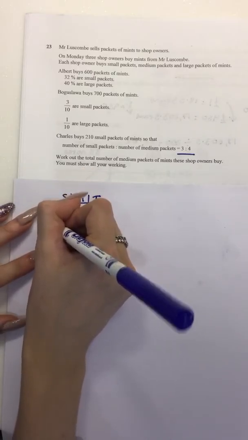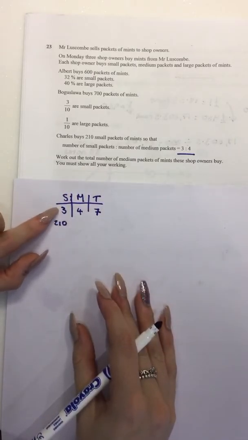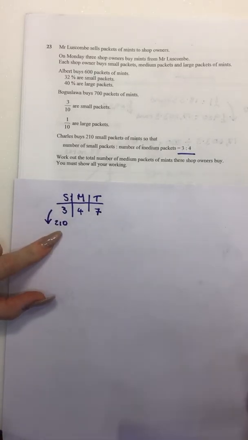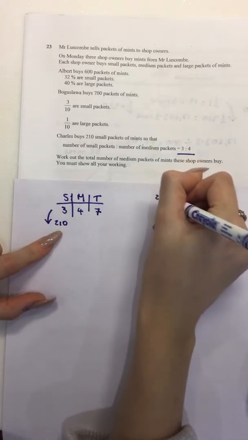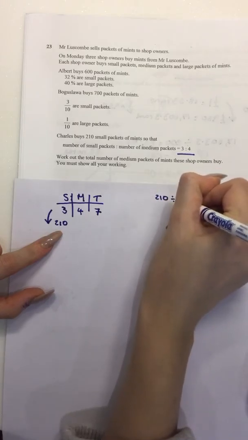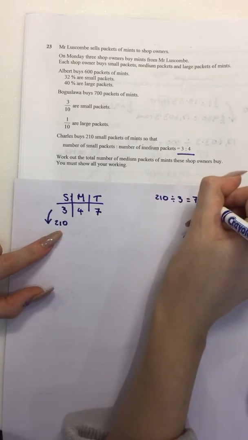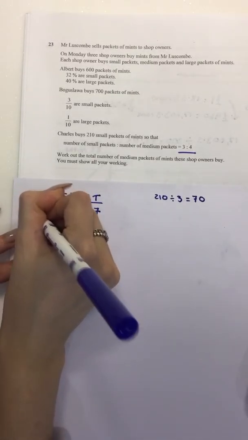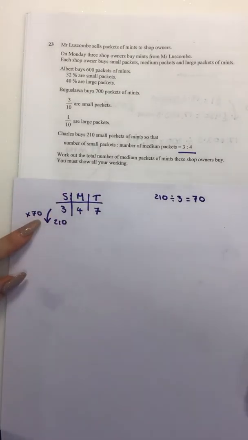So we need to work out what we've done to get from there to 210. So we do 210 divided by 3, which gives us 70. So for each of these columns, we have to times by 70.